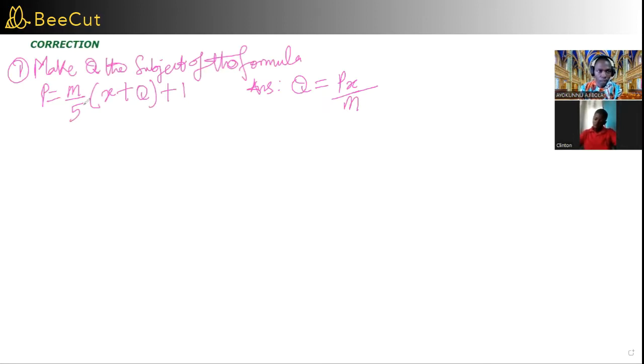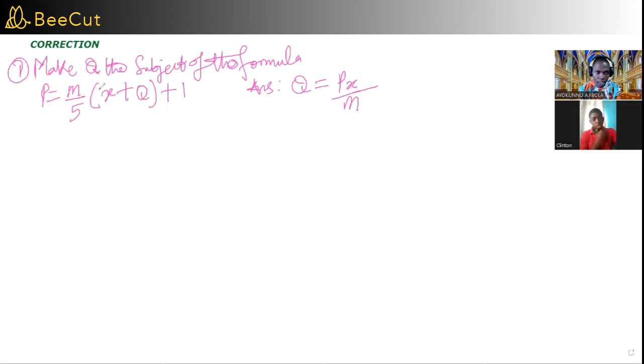So, when you encounter anything like this, what you have to do is to firstly remove the one that is far away. You have to eliminate the one that is far away from Q. Let's consider everything that is stopping Q from standing alone. What are those things? Start from Q itself. So what is beside Q?